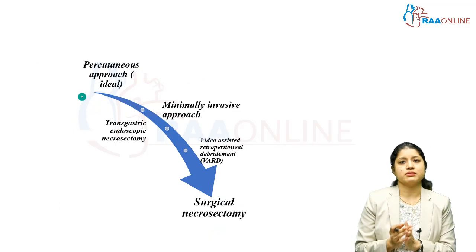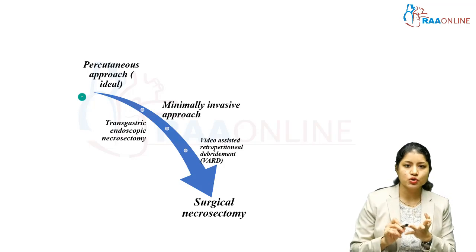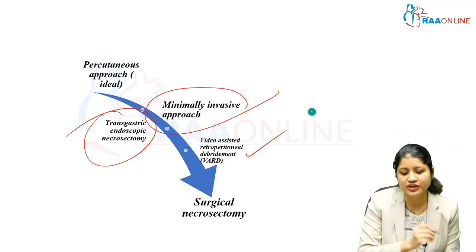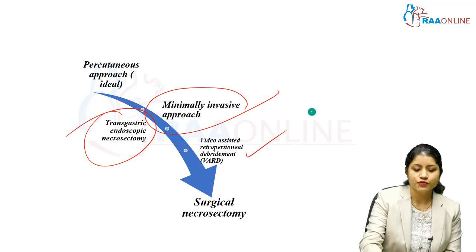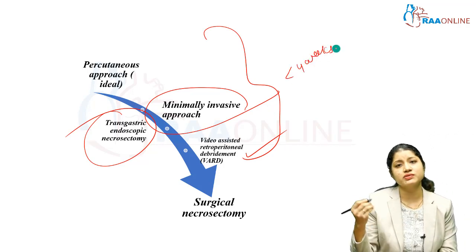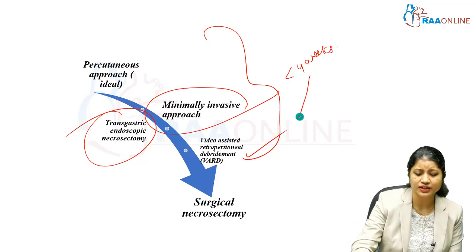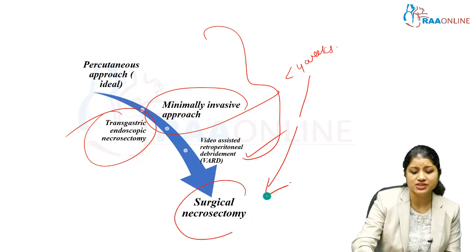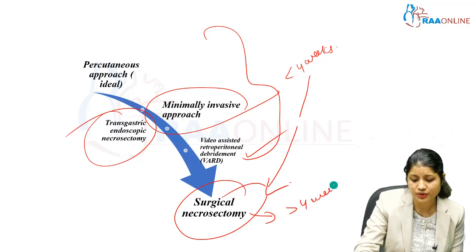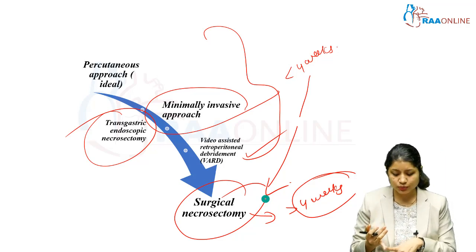So, in general, for surgical intervention, whenever possible, have a percutaneous approach or an endoscopic approach, either in the form of a transgastric endoscopic approach, which is minimally invasive, or a video assisted retroperitoneal debridement. These can be done in less than 4 weeks, but if the patient does not seem to be improving, there is persistent organ failure and you think the necrosis is increasing, then the patient definitely has to undergo a surgical necrosectomy. The ideal time for surgical necrosectomy is beyond 4 weeks, because this time limit has been conferred to improve mortality.